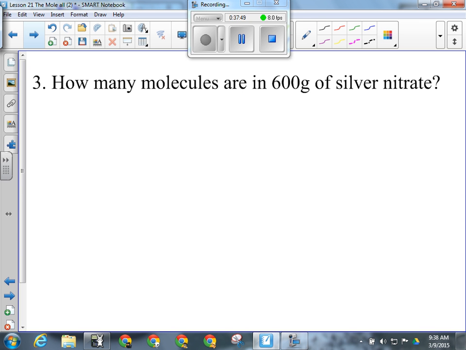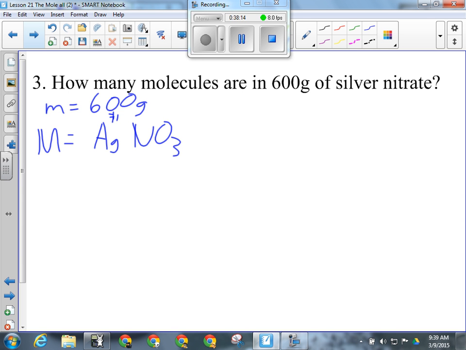Okay, so how many molecules are in 600 grams of silver nitrate? Should we still write down our givens? Yes, we should. First thing is that we know the mass. It's 600 grams. And they told us what material we're dealing with. It's silver nitrate. So we got silver, which is a +1. And NO3, nitrate, that's a -1. All right, so is that okay, that one? Yeah.